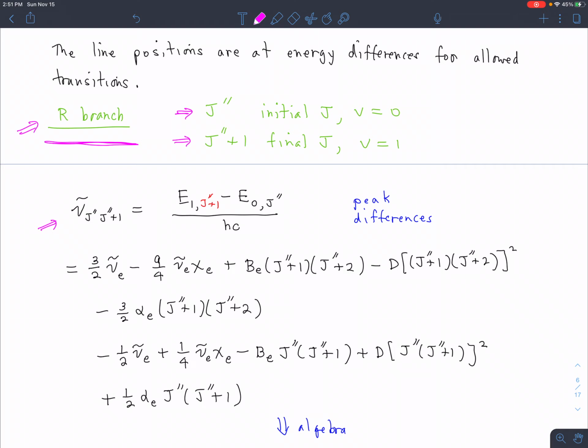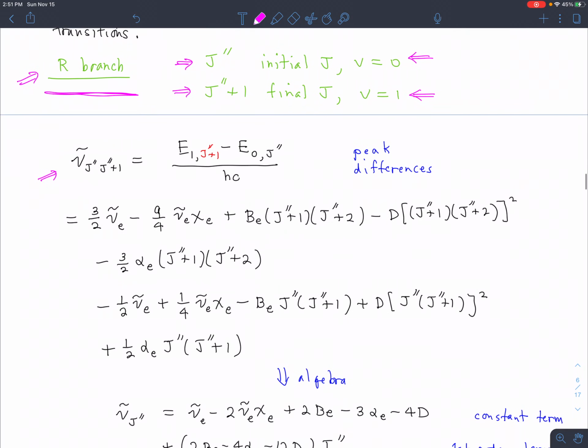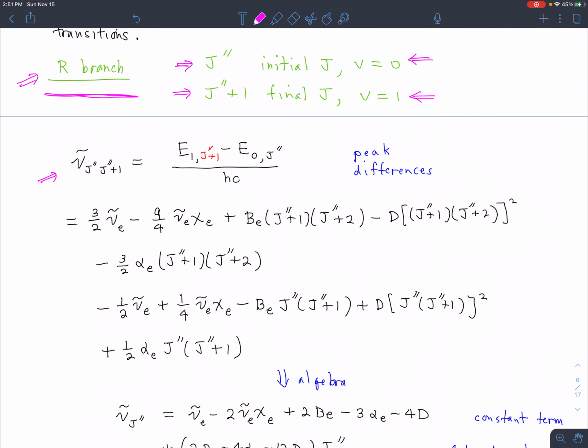Because the delta J has to be 1. And furthermore, this final J double prime value has to be in the V equals 1 vibrational level, having started from the V equals 0 vibrational level. So that means that we want to take the energy starting from J double prime and V equals 0, arriving at J double prime plus 1 and V equals 1. We want to take the energy difference between those two, and then we divide by hc to turn this into a wave number, right? Energy divided by hc is wave number.